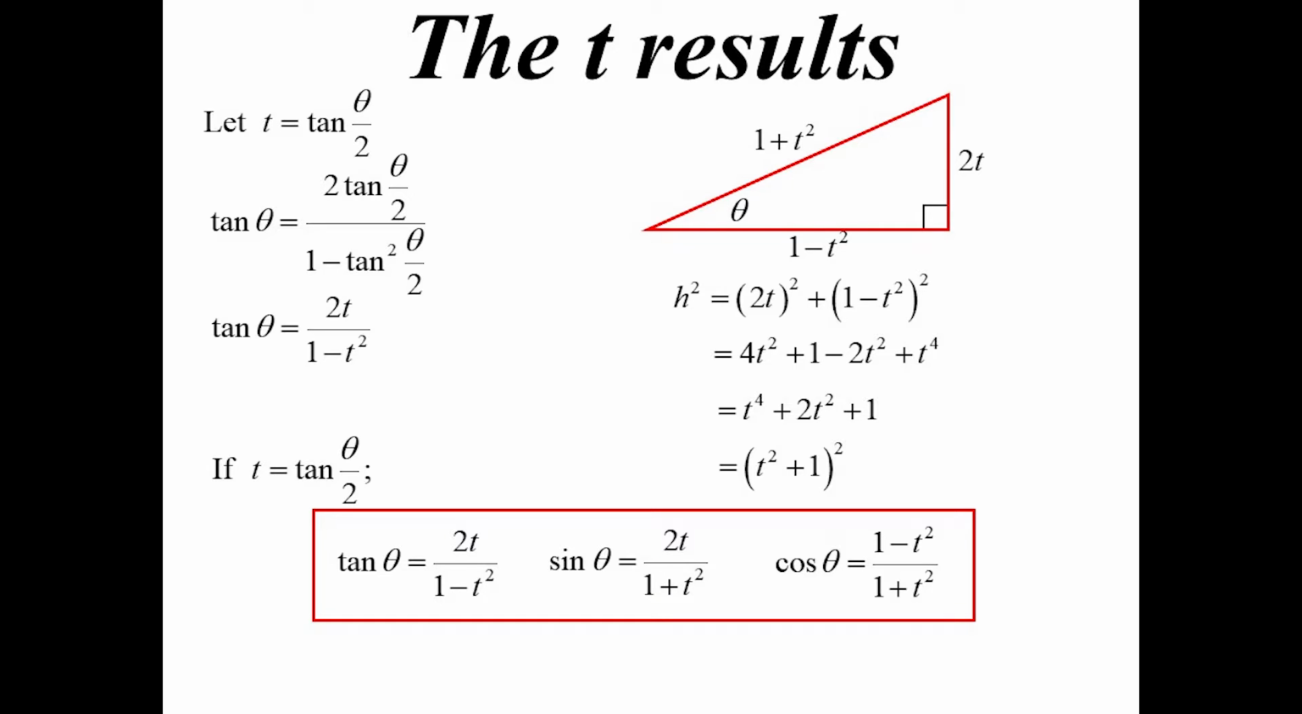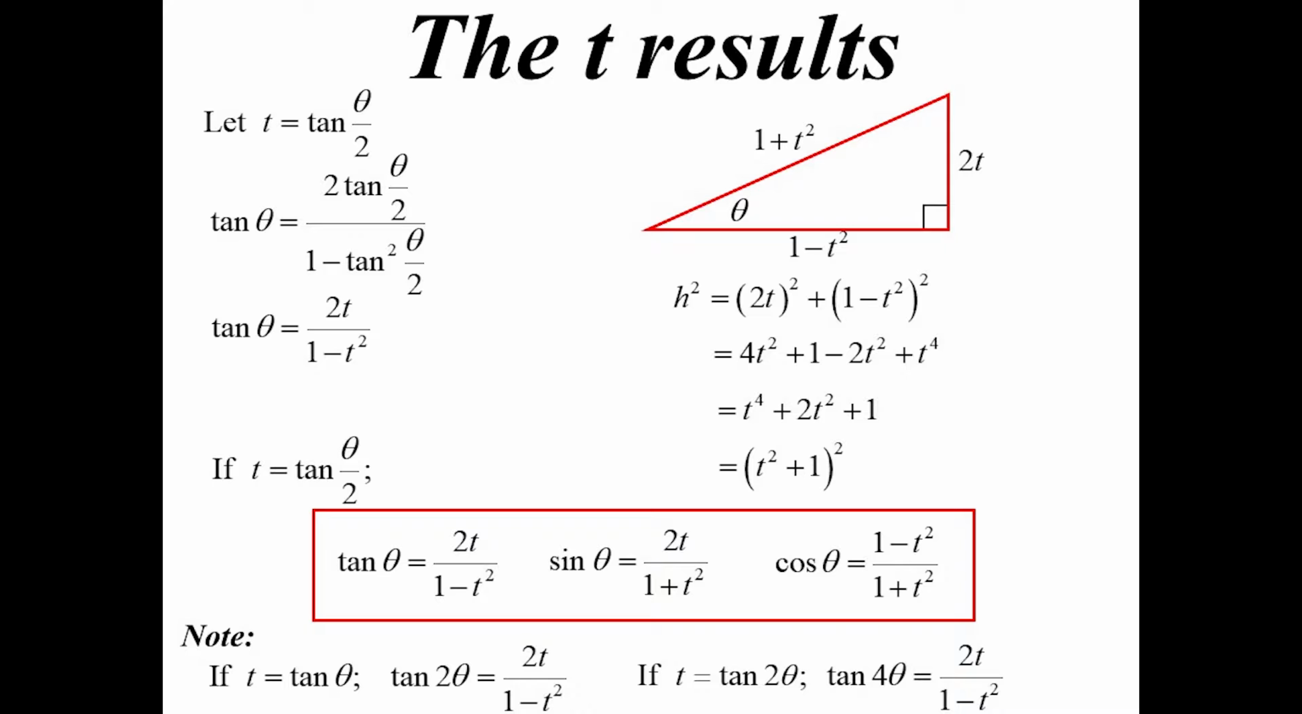Now, as I said, it doesn't have to be theta on 2. Think of it as a half angle. If we let t equal tan theta, then tan 2 theta would be 2t on 1 minus t squared. If t was equal to tan 2 theta, then tan 4 theta would be 2t on 1 minus t squared. So it's half the angle of what we're working with.